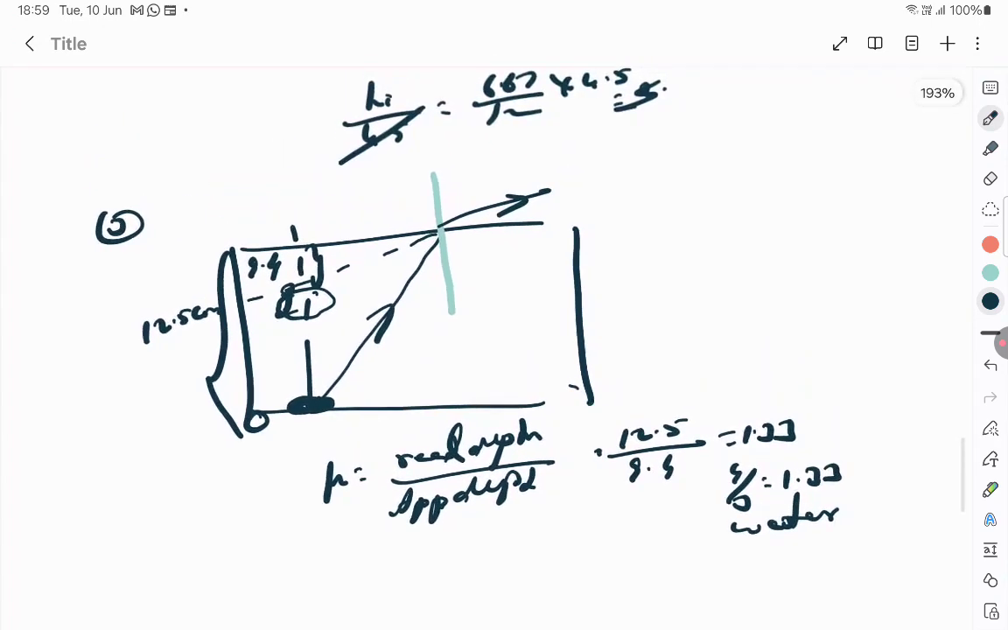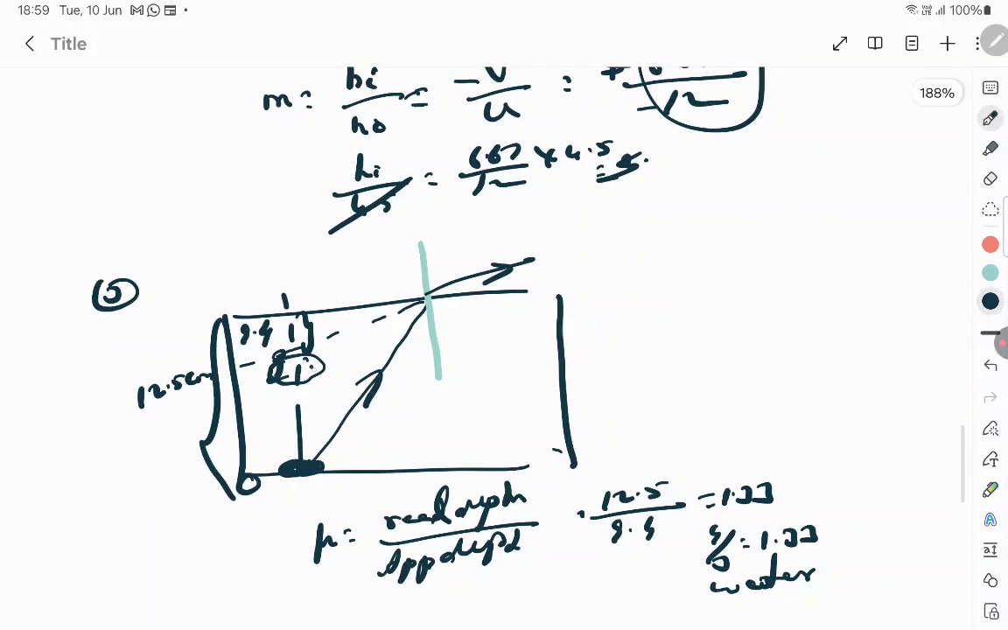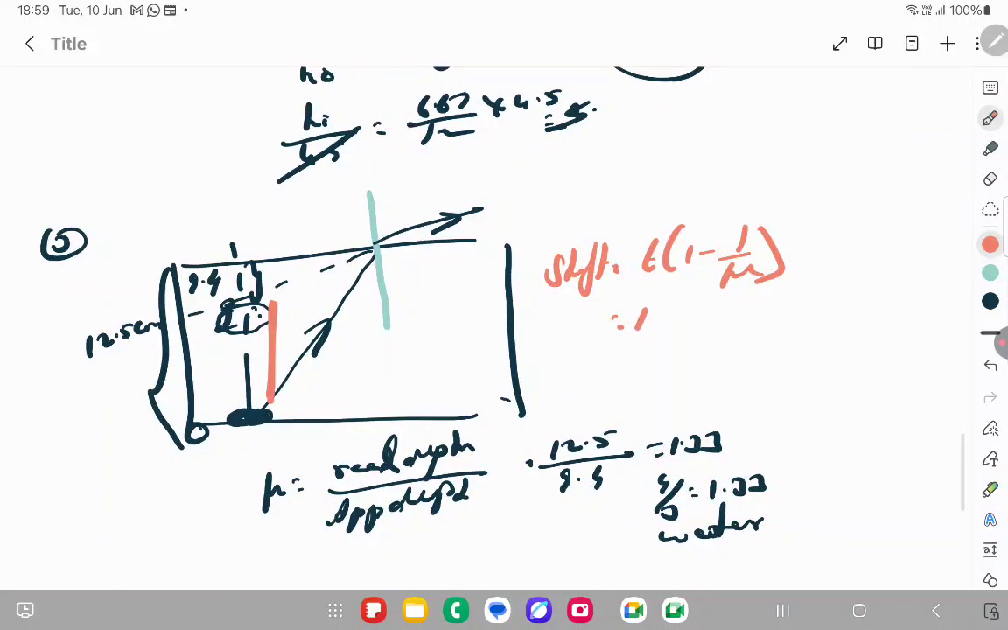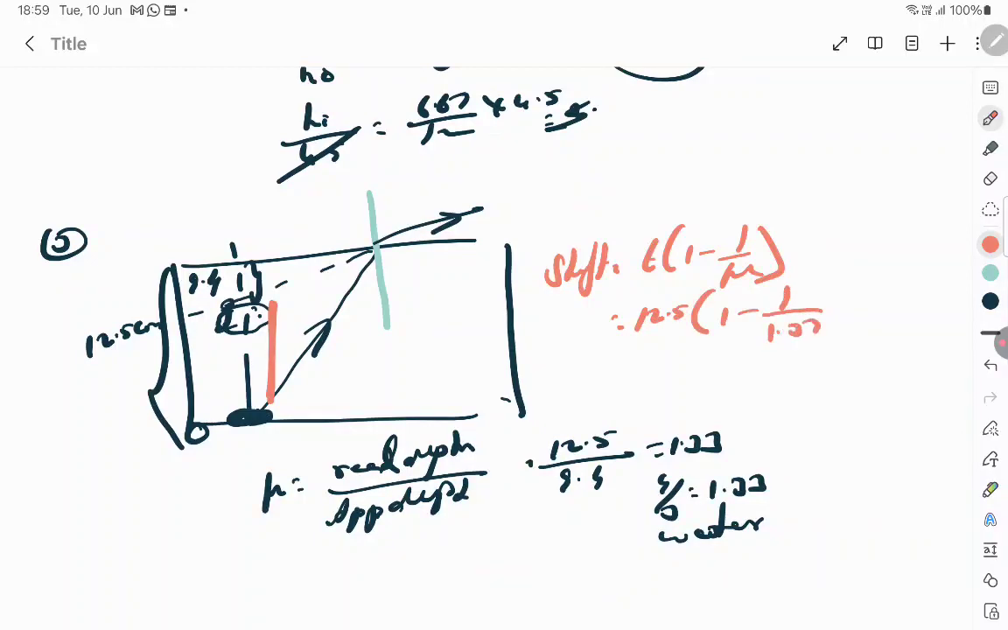by what distance will the microscope have to be moved? So you have to move it through this distance. This is shift. They ask me shift. The shift formula is t into 1 minus 1 by mu. Remember? Let me apply that. It's 12.5 into 1 minus 1 by 1.33. It's 12.5 into 1.33 minus 1 by 1.33, which is 12.5 into 0.33 by 1.33.